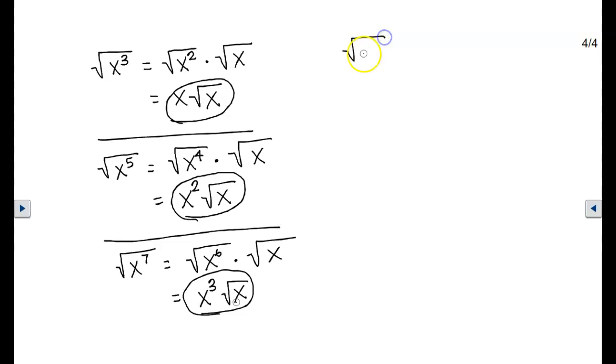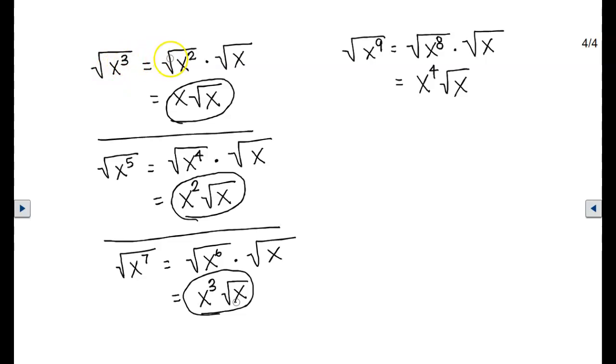Let's do the square root of x to the 9th. We're going to factor that so that one of them is a perfect square. So I think the best way to do this would be x to the 8th times x to the 1st. When we take the square root of x to the 8th, we get x to the 4th times the square root of x.